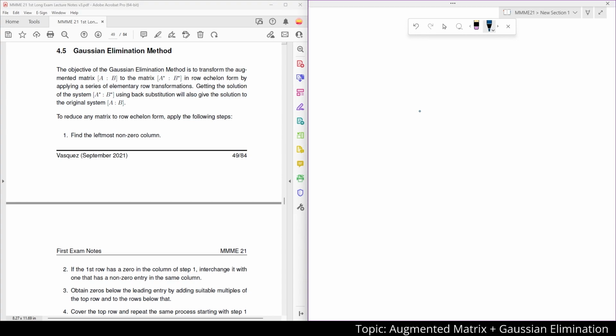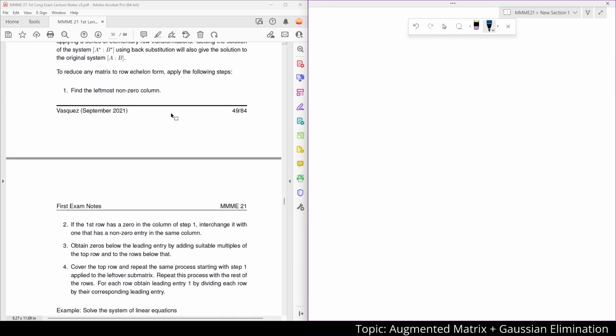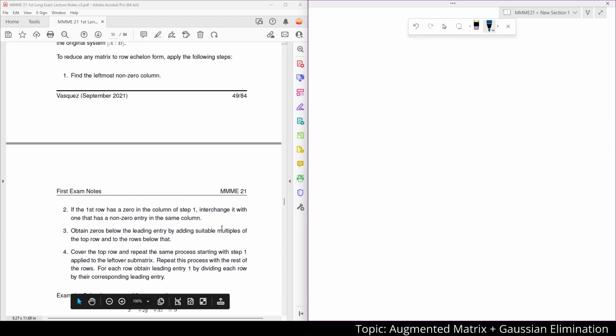And to transform our augmented matrix to the row echelon form, we can apply the following steps. First, find the leftmost non-zero column. Second, if the first row has a zero in the column of step 1, interchange it with one that has a non-zero entry in the same column. Third, obtain zeros below the leading entry by adding suitable multiples of the top row to the rows below that. And last, cover the top row and repeat the same steps for the rest of the rows.